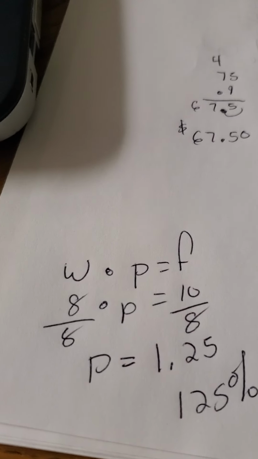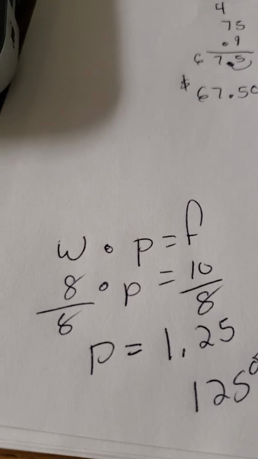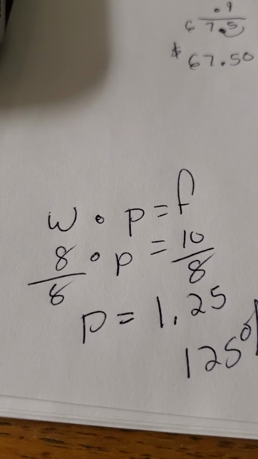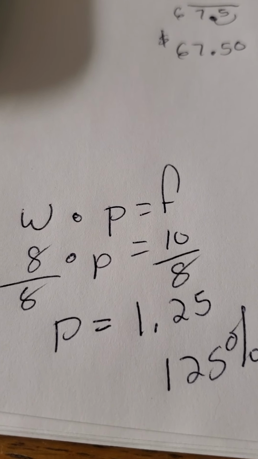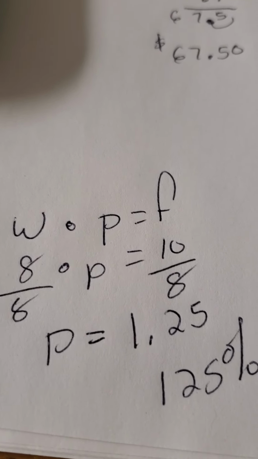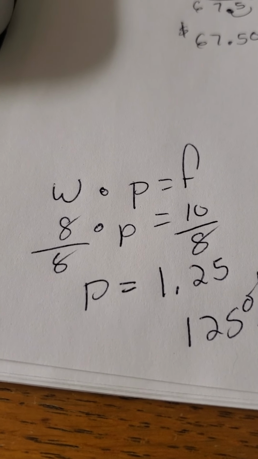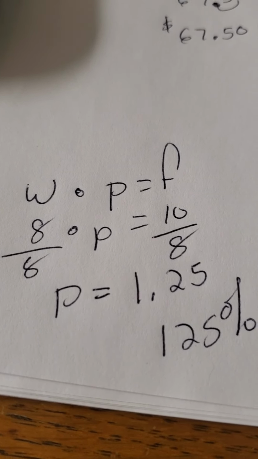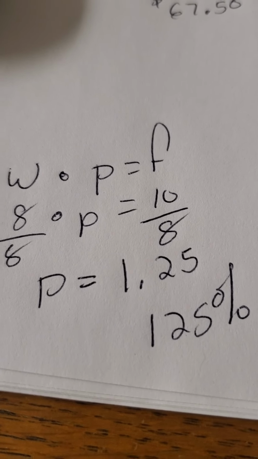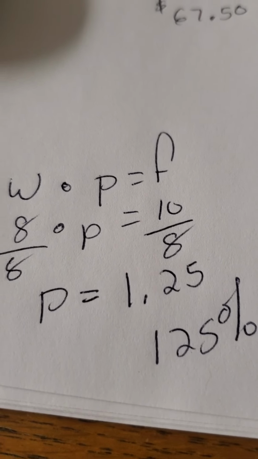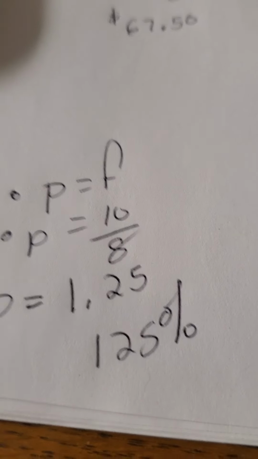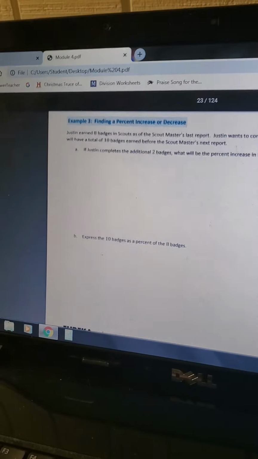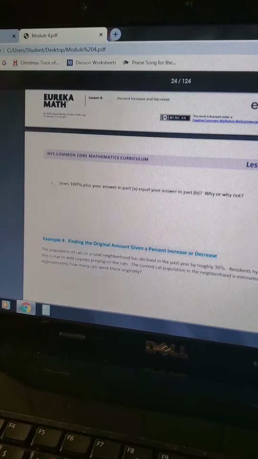Okay, so go ahead, use your formula. The whole is 8. That was the whole collection. And we have a percentage times p equals 10, because that's what we're trying to work with right now. So the increase of 2 badges. Do the work off to the side, divide by 8 on both sides, and you should get 1.25. You're dividing a smaller number, 8, into 10, so you're going to have over 100%. So we have 125%.